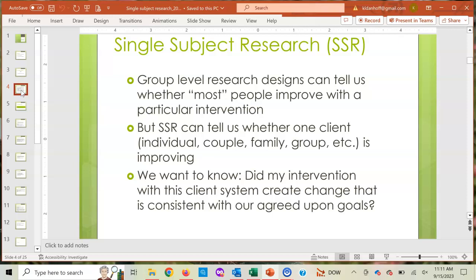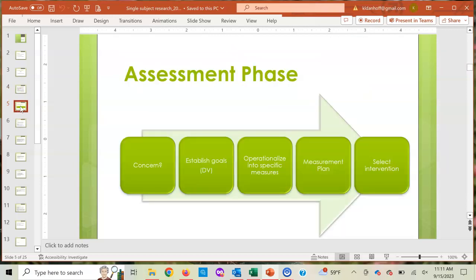So group level research, which we're headed into, can tell us about what most people do to improve with a particular intervention. This can tell us whether one client is improving. So it is very connected. We're not trying to think about generalizing to other people, or how this intervention might work globally. Can we roll it out into other areas? But did my client change with this intervention? Have we achieved treatment goals related to what we've set? So it really is about this one person.